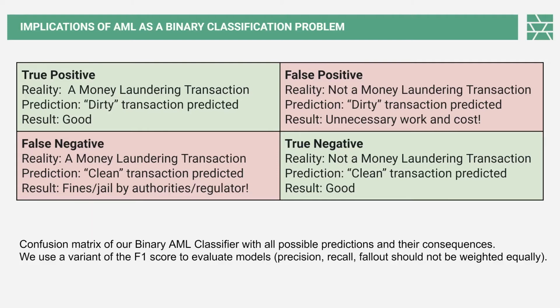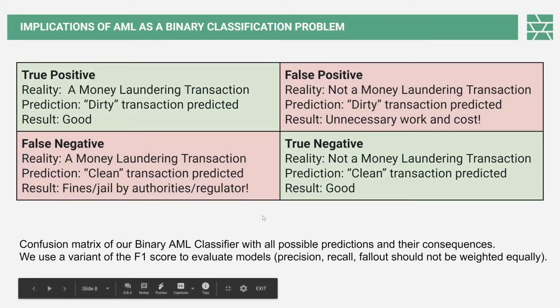But the worst case is that if you predict that a transaction is clean, but in fact it was money laundering, you can have very large fines or even jail. So this is a significant problem if you have false negatives in the predictions made by your binary classifier. So you want to take that into account when you evaluate the performance of the models that you're going to train.